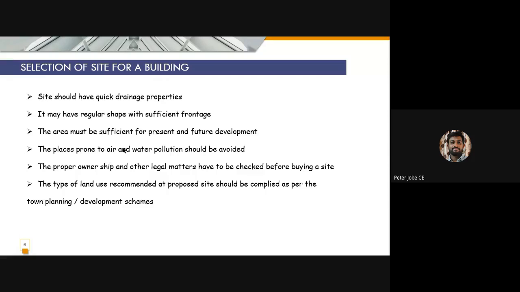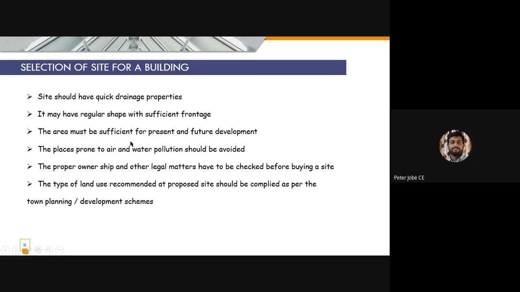What happens is, in future, if a road expansion happens, if the authorities decide to increase the width of the roadway, it should not harm our building. So we should give sufficient frontage, so that even if there is a possibility of road expansion in future, it should not harm our building.